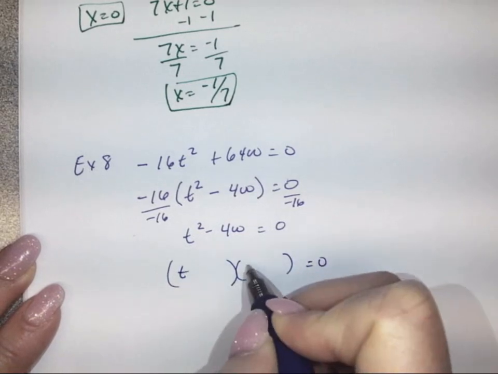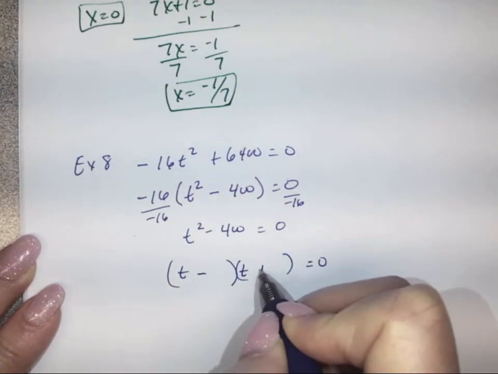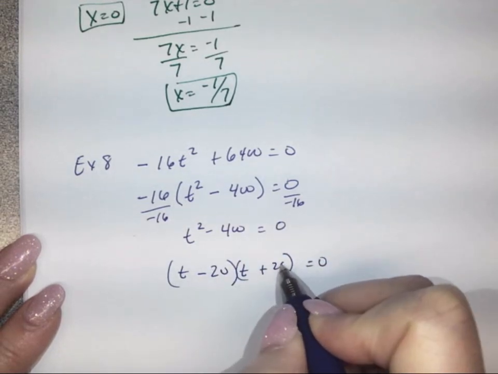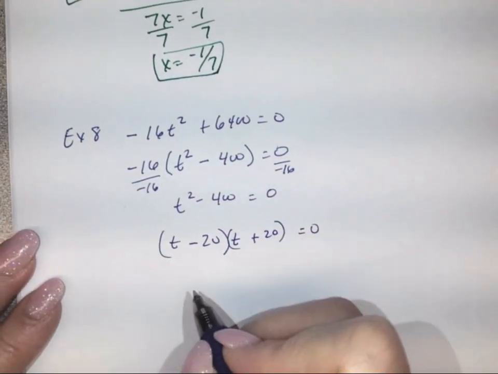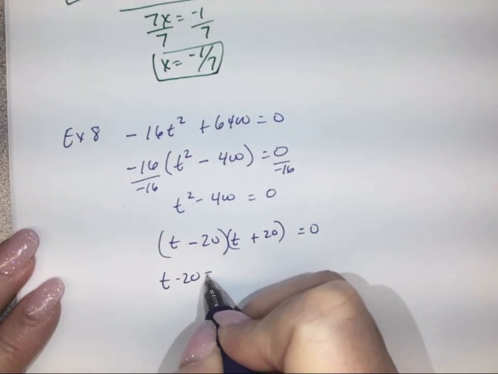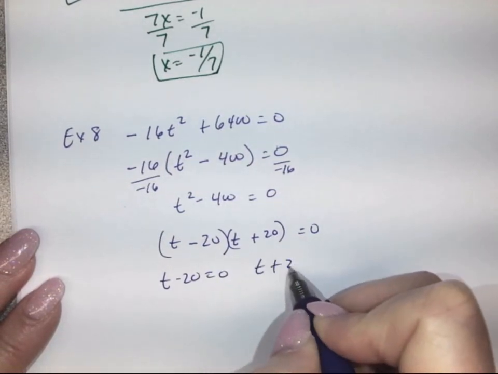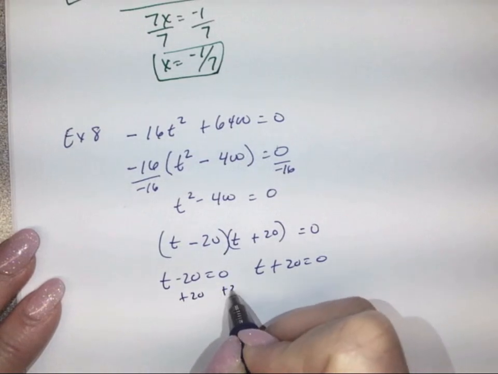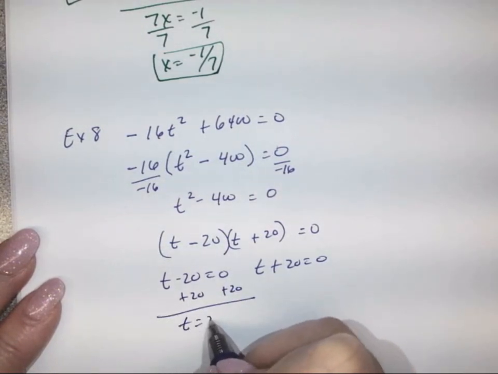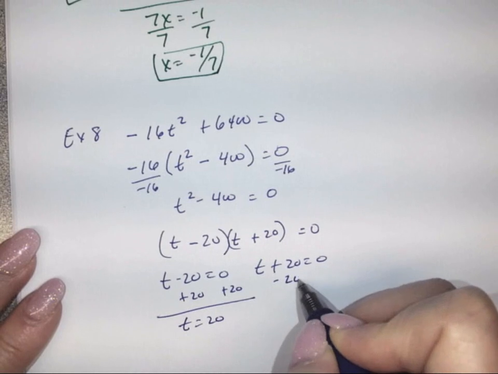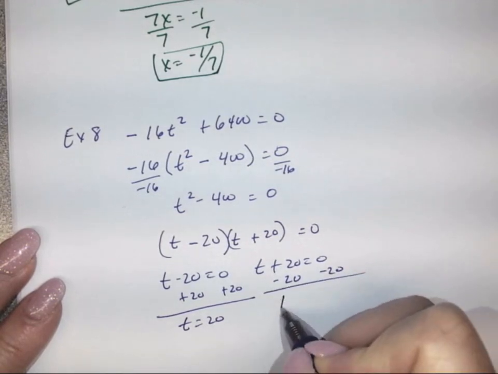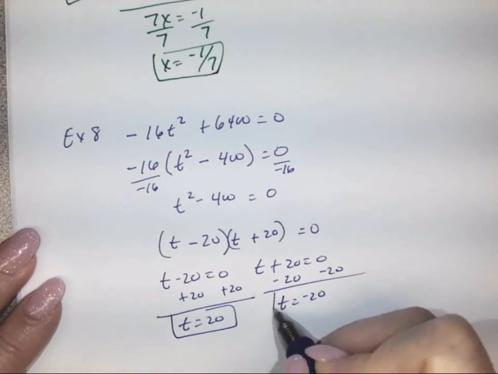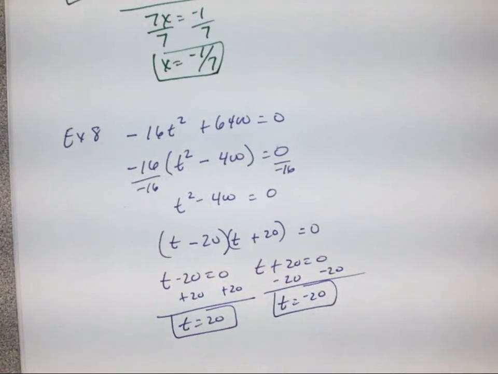So we'll have t and t, a minus and a plus. The square root of 400 will get us 20. So our answers would be t minus 20 equals 0 and t plus 20 equals 0. Adding the 20 over, we get t is equal to 20. Subtracting the 20 on this side, we get t is equal to negative 20. So those would be our two answers.